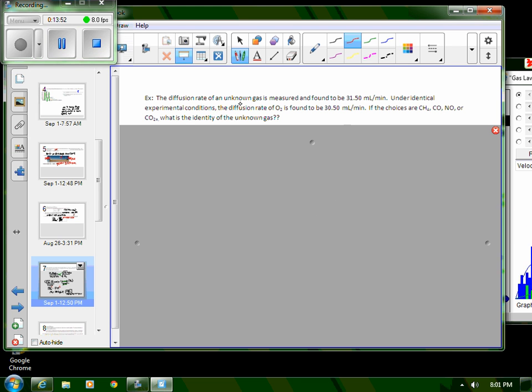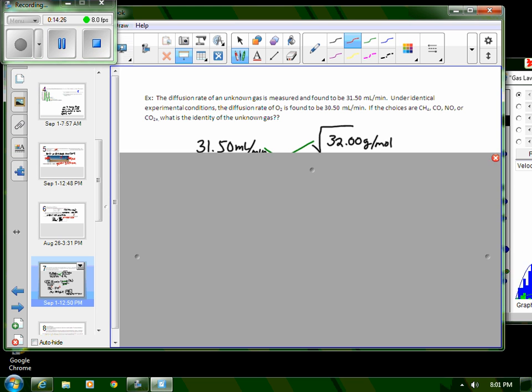So the problem says the diffusion rate of an unknown gas is measured and found to be 31.5 milliliters per minute. Now that's great units for a rate. How many milliliters travel per minute? Some kind of distance or some kind of amount per unit time. Under identical experimental conditions, the diffusion rate of O2 is found to be 30.5 milliliters per minute. These are my choices. What is the identity of the unknown gas? That's one of the major uses of Graham's law. It's for identifying unknown gases by comparing their rates of diffusion. So let's see how this works out.